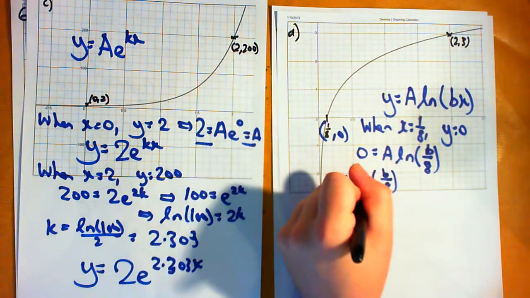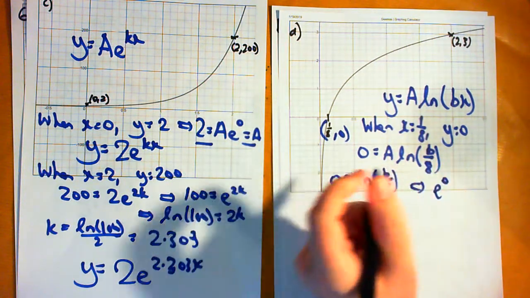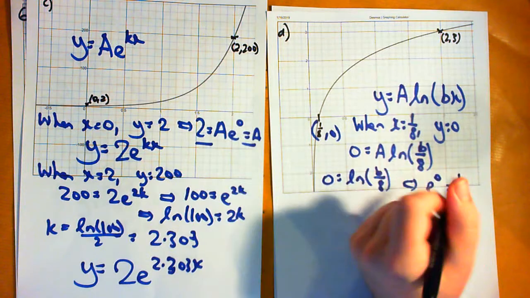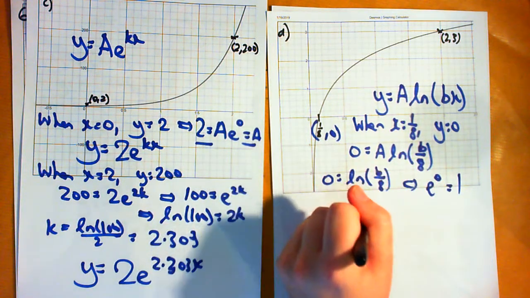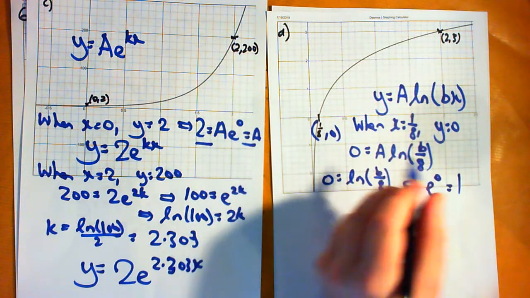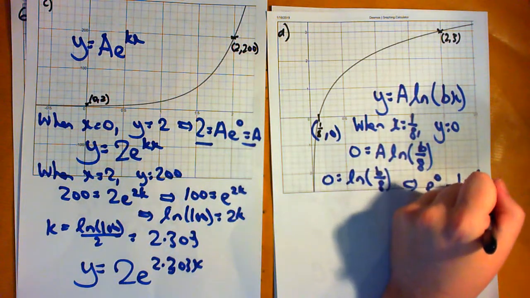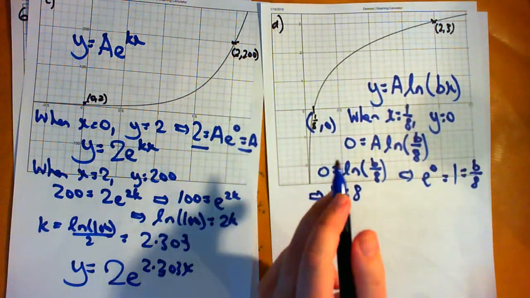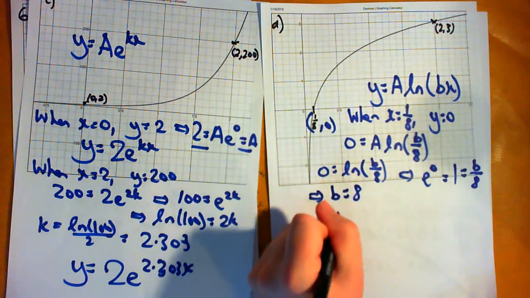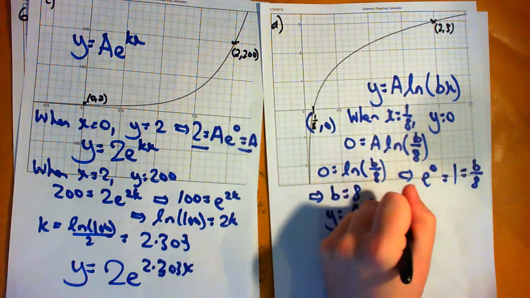And we can get rid of the ln by taking e to the power of both sides. So we get e to the 0, which is 1. We've taken e to this side, need to take e to the power of this side as well. e and ln will cancel, which will just give us b over 8. So 1 equals b over 8 tells us that b must be 8. So b equals 8. And so far we have y equals a times ln of 8x.